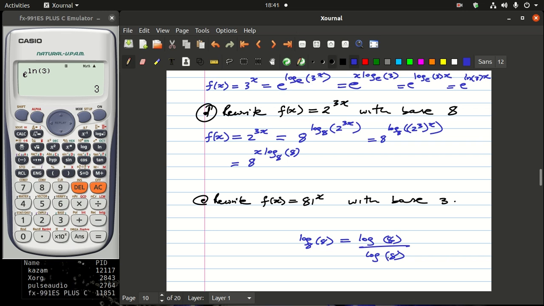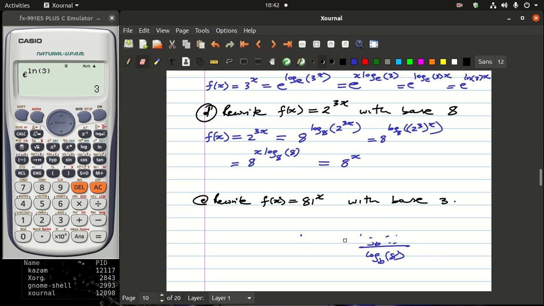Either I leave it like this and assume base 10, because if you have just log here, it means that the base is 10. But I can always put any base that is greater than 0 here. So this and that will actually give you a 1. So log base 8 of 8 is equal to 1. So you end up having 8 to the power x, as we did before.